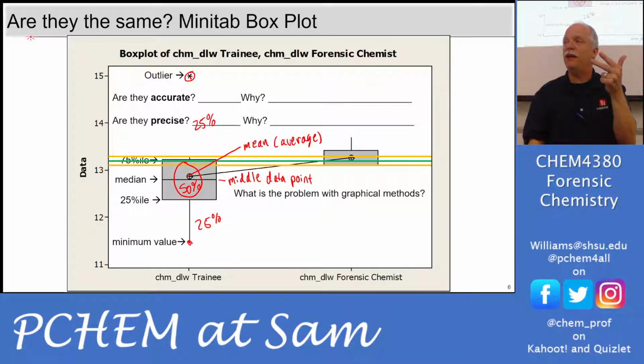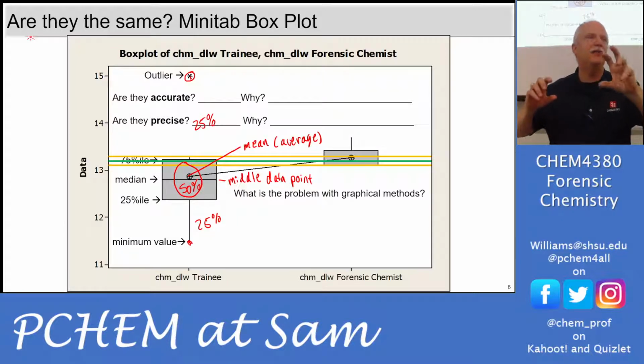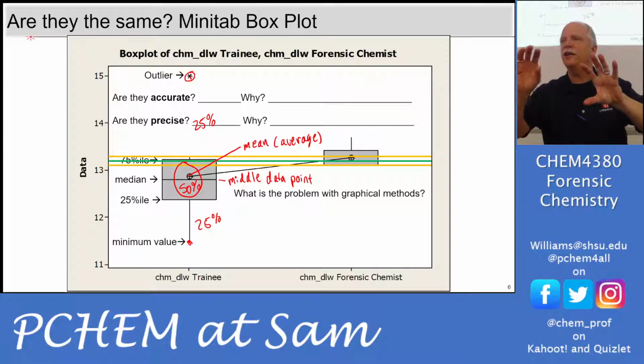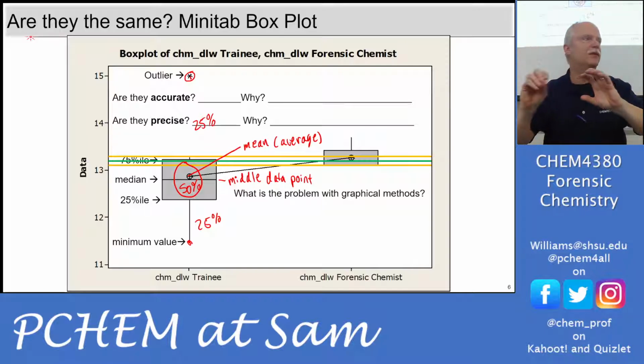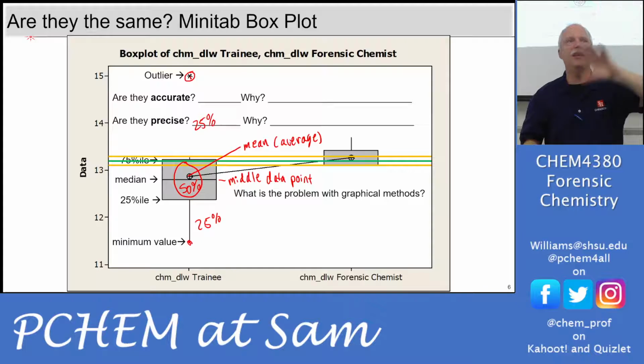The actual mean, the actual median. These are graphical methods. They summarize things, but you're missing the numbers. So we really can't compare numerically the standard deviation of the trainee to the standard deviation of the forensic chemist. So we can see them visually, but we can't see them numerically. And so there's times for each. Notice how the standard deviation takes that whole set of data and reduces the precision to one number.